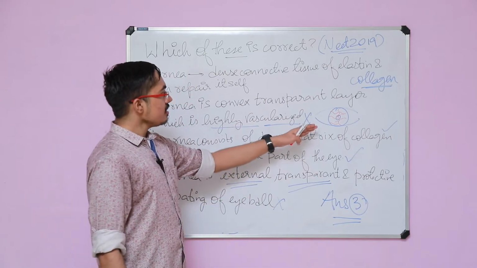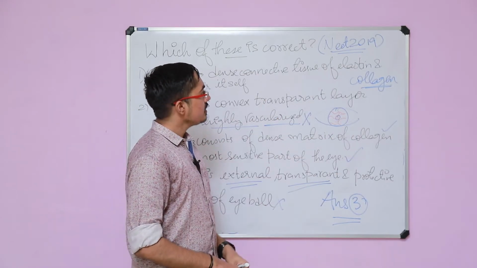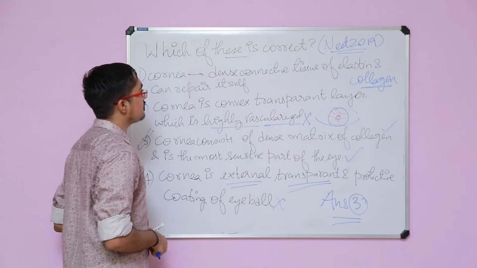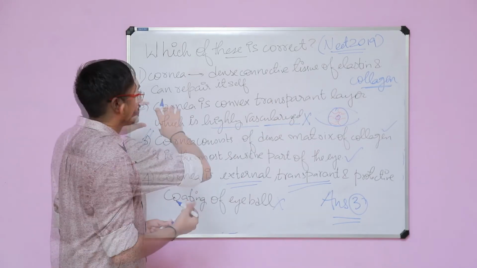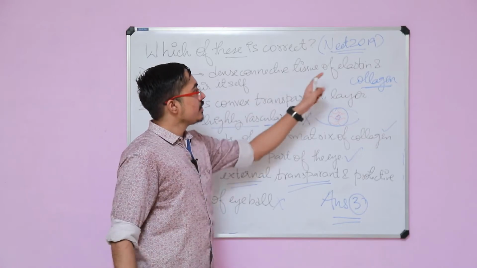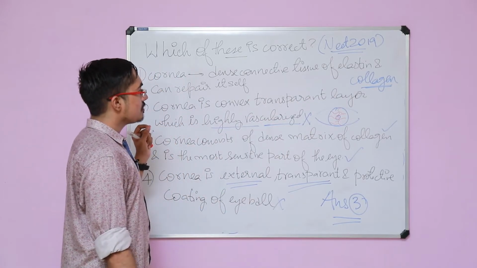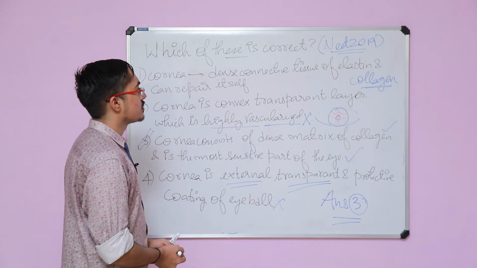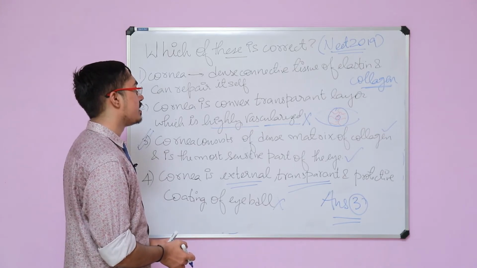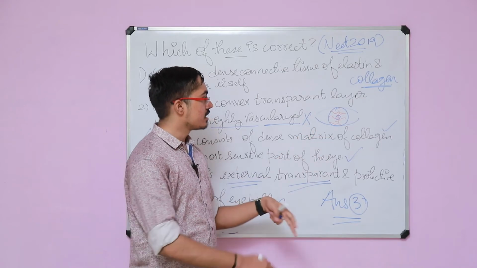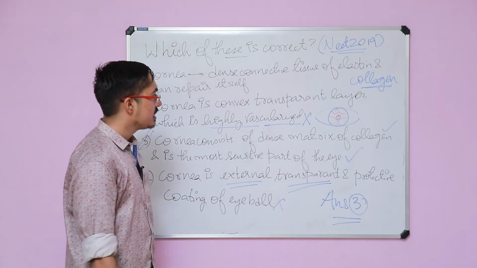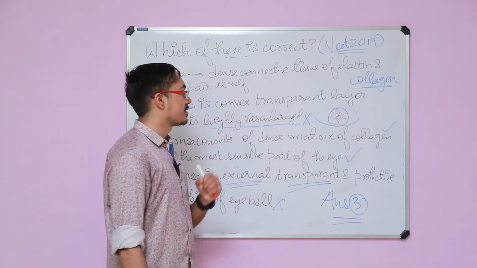See, even though the cornea is made up of dense connective tissue of collagen, how is it maintaining its transparency? That is a question you can expect in the coming years. One of the features is that it is avascular. There is no blood vessel, so there is nothing to hinder your vision, right? There is no blockage of vision due to vascularity.